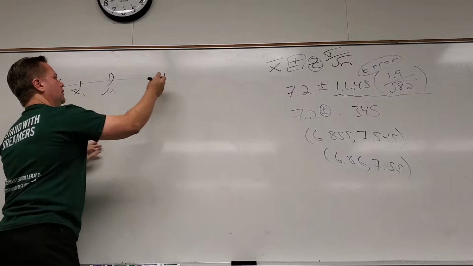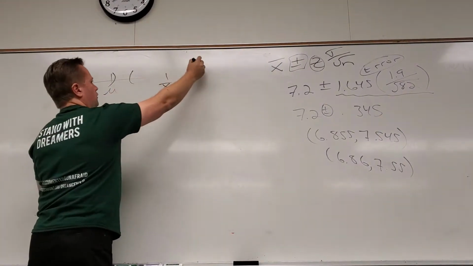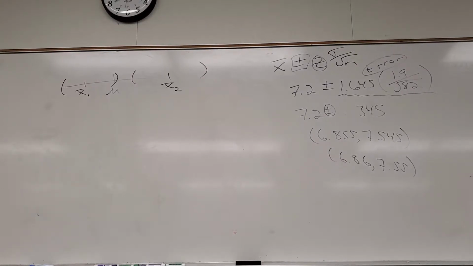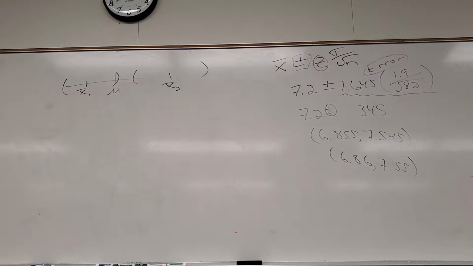Another group could come along, and when they make the interval, they don't catch it. They don't know. This is real life. So every time a group constructs an interval, there's a 90% chance that their interval catches it. So what percent of the groups would not actually catch the real mean with their interval?